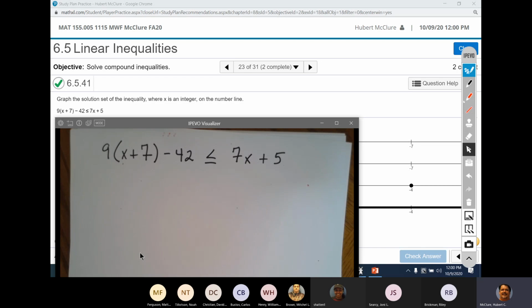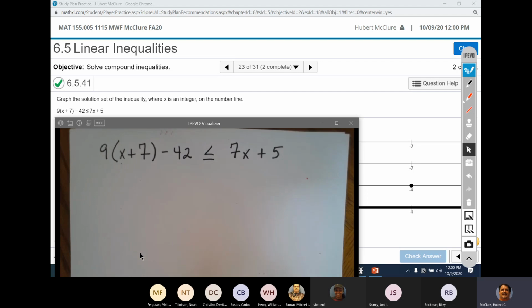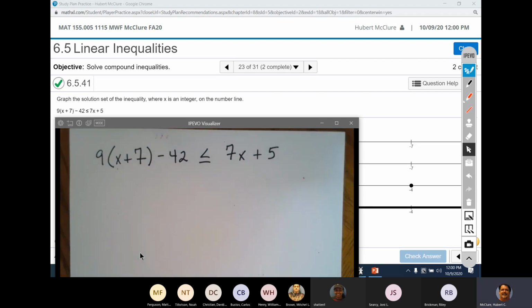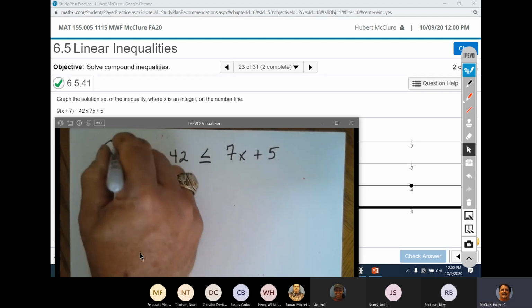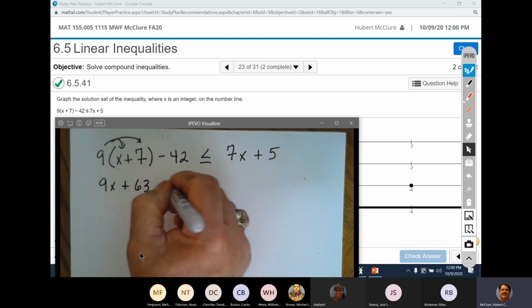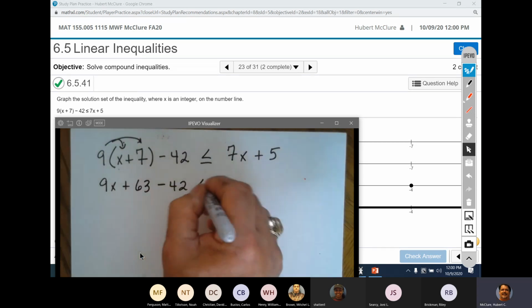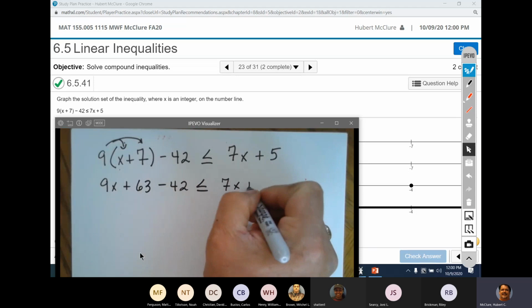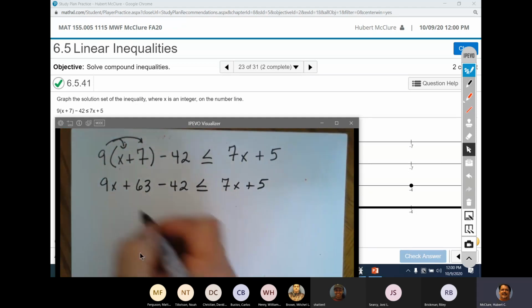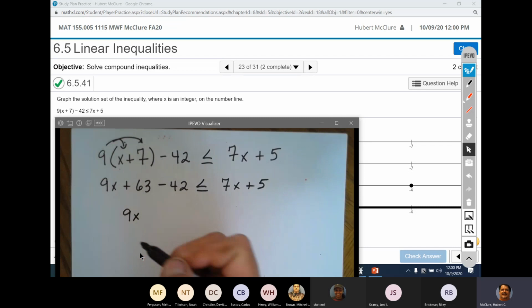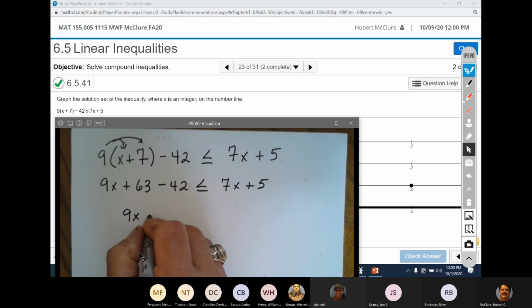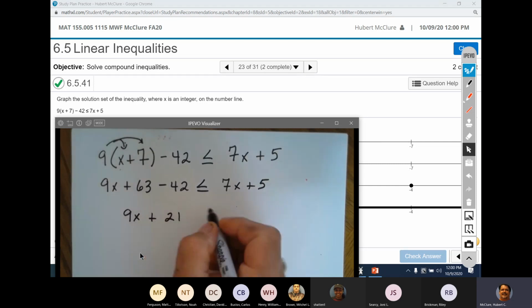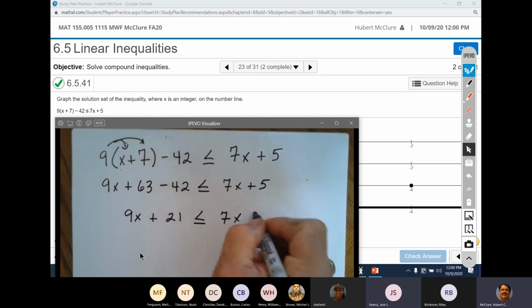Okay, that's close. So let's go to it. So that's going to be 9x plus 63 minus 42 less than or equal to 7x plus 5. 9x. 63 minus 42 is like what? 21? Somebody needs to check my math there. Yes, it is.